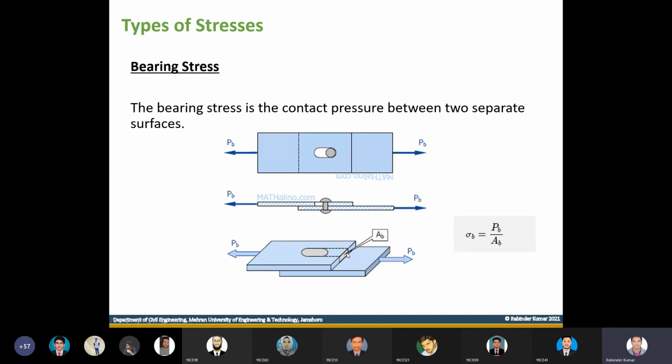We need to consider which surfaces are being connected with each other, so we need to find the bearing stress. Bearing stress is simply defined as the contact pressure between two separate surfaces, which are joined by certain means. If you want to find the stresses on this area where this bolt is connected, you just need to find the force and area of this gray portion. Then you will be able to find the bearing stress.